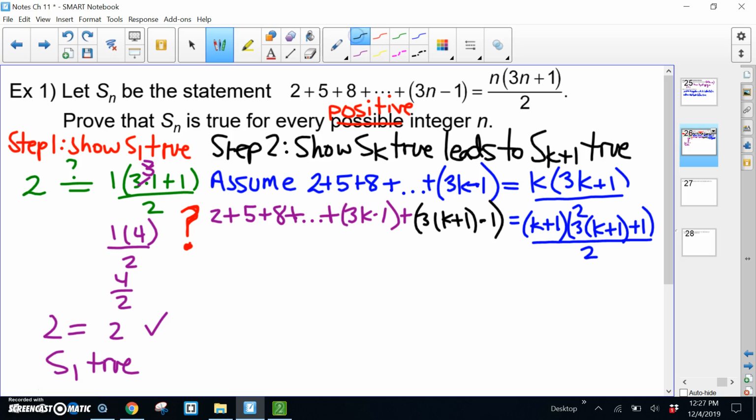Okay? So it might help to draw a line right there just to keep your sides separated. Here's what you need to do. Okay? See that purple?